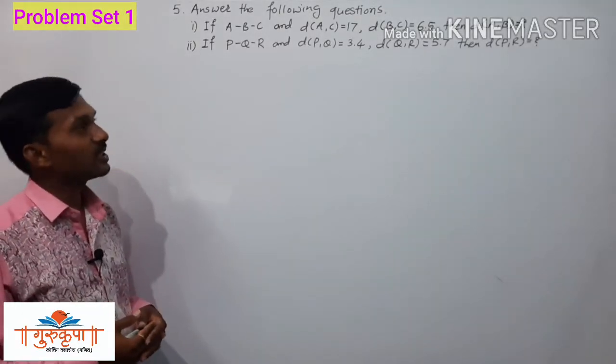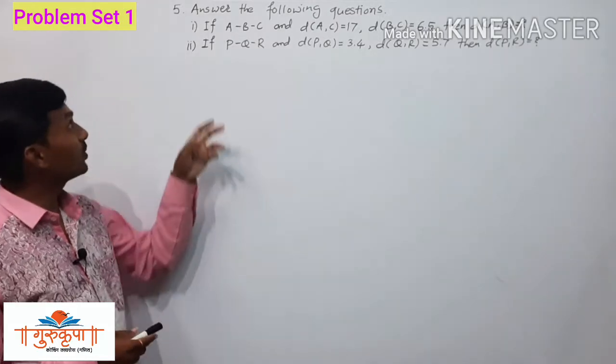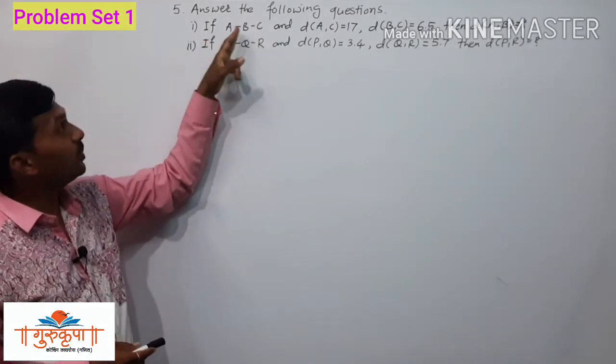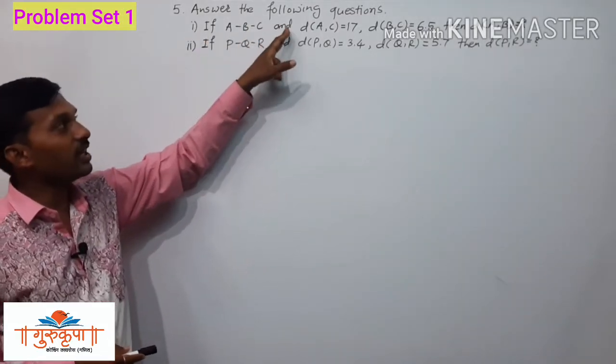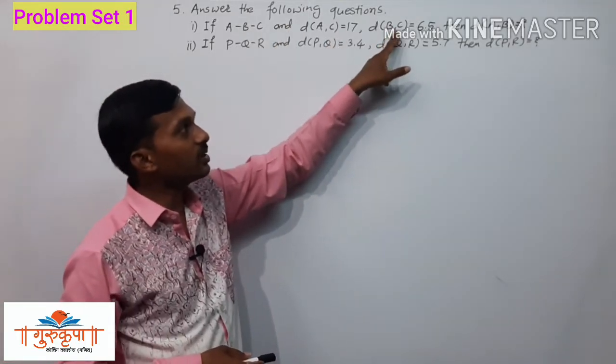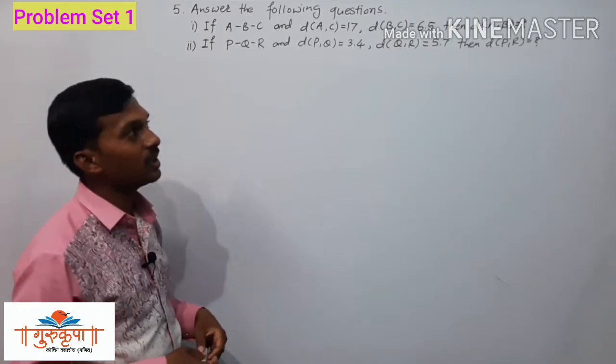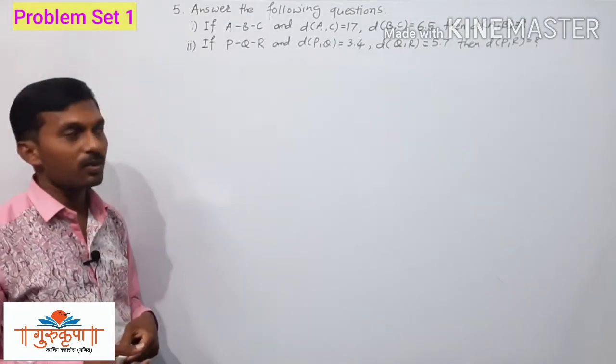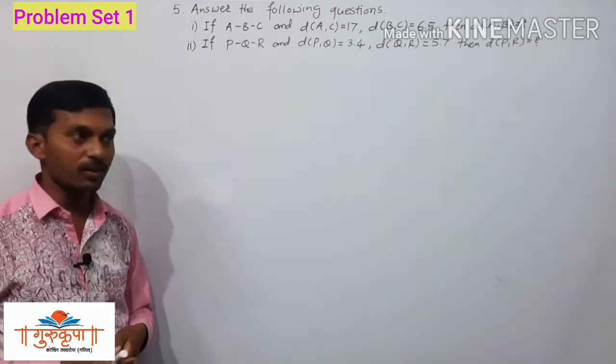The question is, answer the following questions. We have two sub questions here. First one is, if B is in between A and C and distance AC is equal to 17, distance BC is equal to 6.5, then distance AB is equal to question mark. That distance we have to find.